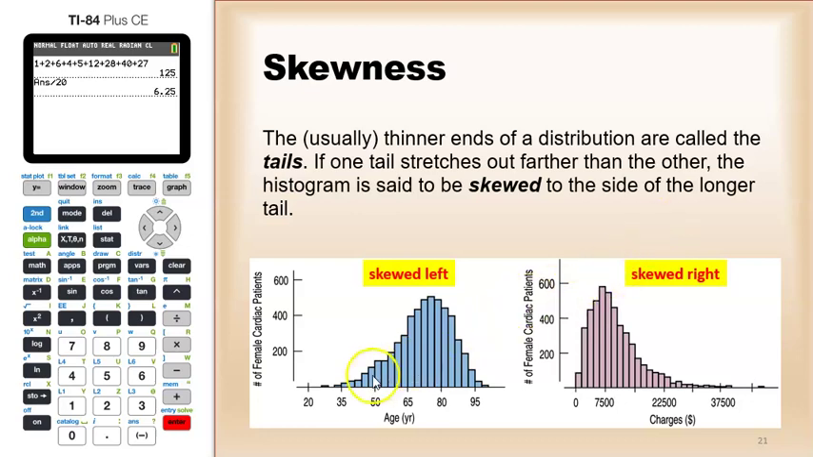So this graph here on the left is skewed left. This is comparing age with the number of female cardiac patients. What it's basically saying is that most female cardiac patients are rather older. There's not a lot of young female cardiac patients. Now, the second one, skewed right, in terms of the charges, a few people were charged quite a bit, some not so much. So this would be skewed right.